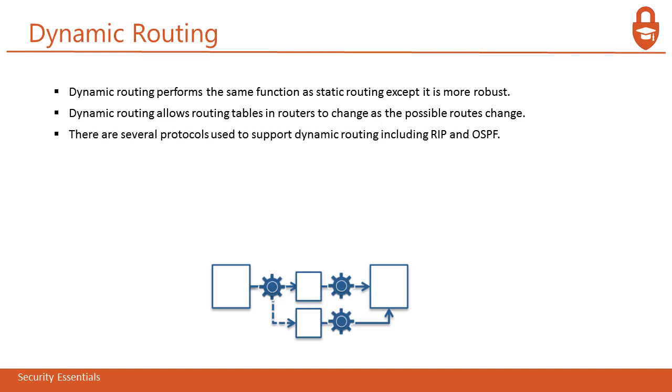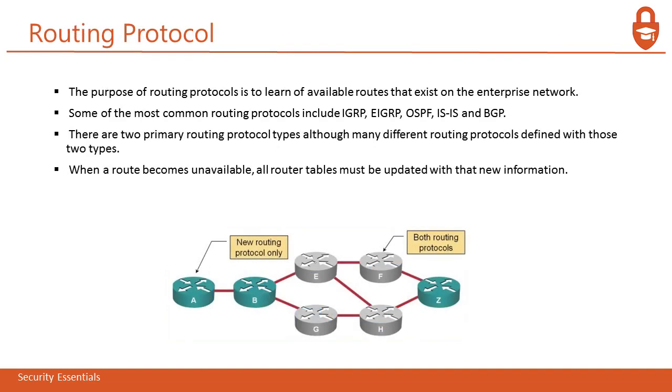It works dynamically and it changes their path. There are several protocols used to support dynamic routing, and these include RIP and OSPF. We will discuss these later. Dynamic routing is when the router is updating the routing table again and again. Routing protocol.